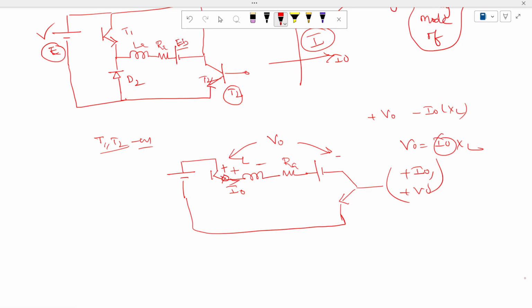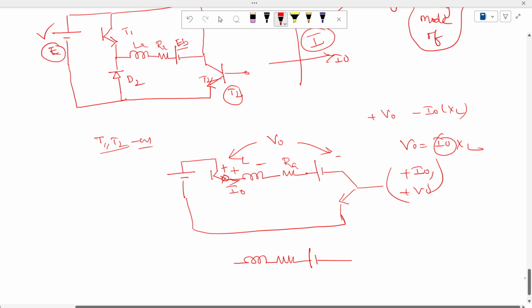So now the same inductor is going to discharge. So you have the inductor and you have the resistor and you have the back EMF. And the inductor, previously it was charged with the polarities of positive and negative. Now it will try to change its polarity and try to make our current also flow in the same direction. So the purpose of the inductor is it changes its polarity and makes the current I0 flow in the same direction.